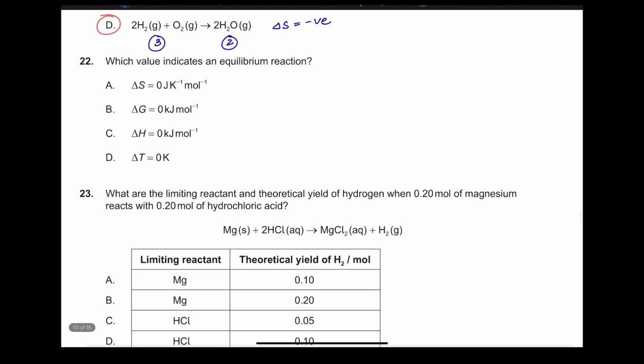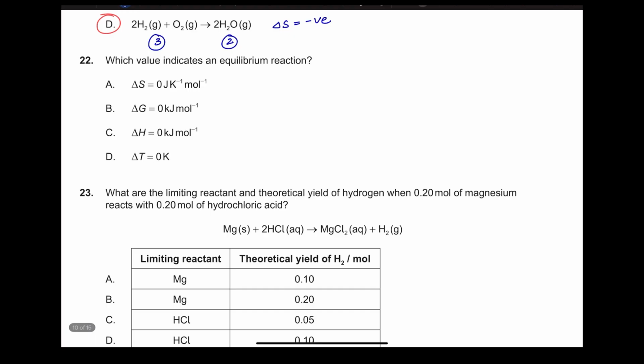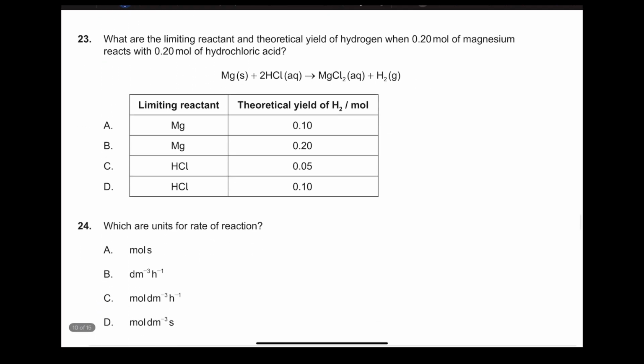Next, which value indicates an equilibrium reaction, which is delta G equals 0, right? Yeah. Next, we have to identify the limiting reactant and theoretical yield of hydrogen. So we know the moles of magnesium and HCl. Let's identify the limiting reactant first.